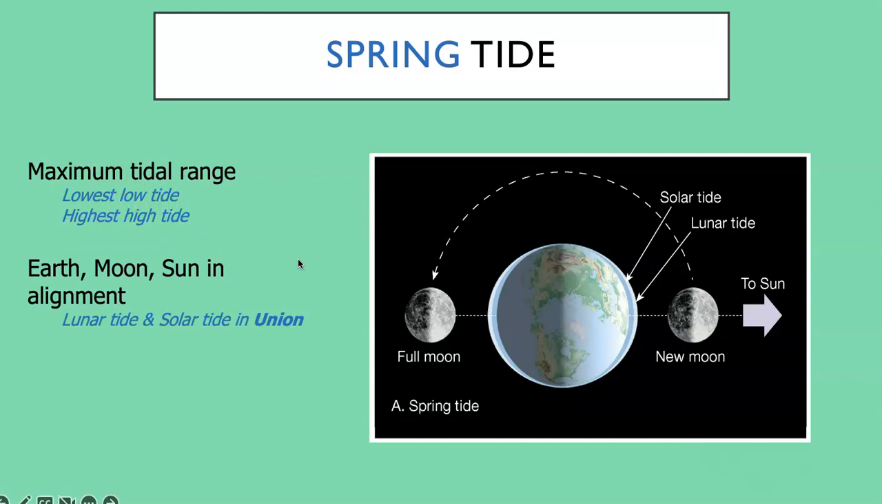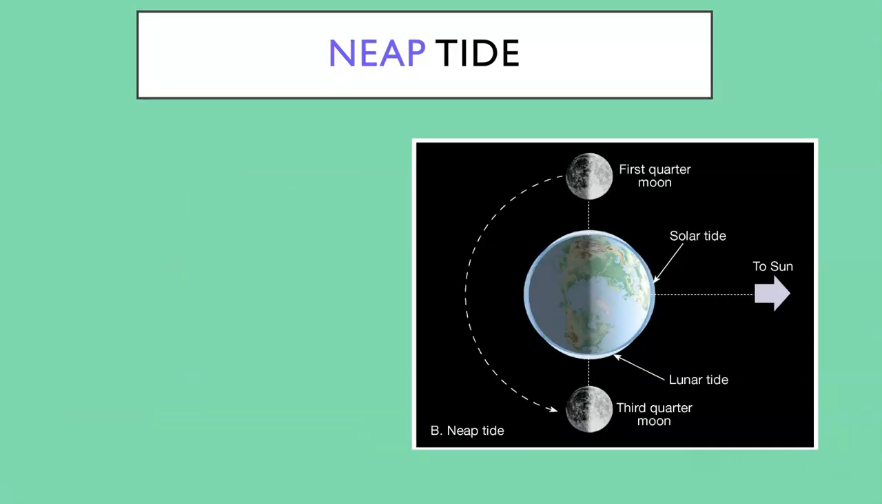This occurs when the earth, moon, and sun are in a straight line, as I mentioned, and sometimes it's said that the tides are in union. This occurs during the new moon, but also during the full moon, because remember, if the full moon is pulling on the earth here, there's an equal and opposite bulge of water on the other side. So every 2 weeks, we have a spring tide. Every 2 weeks, we have a neap tide, and this corresponds to the first quarter and the third quarter moons.